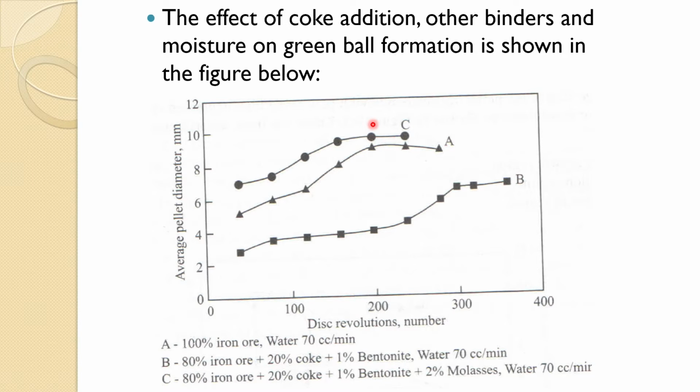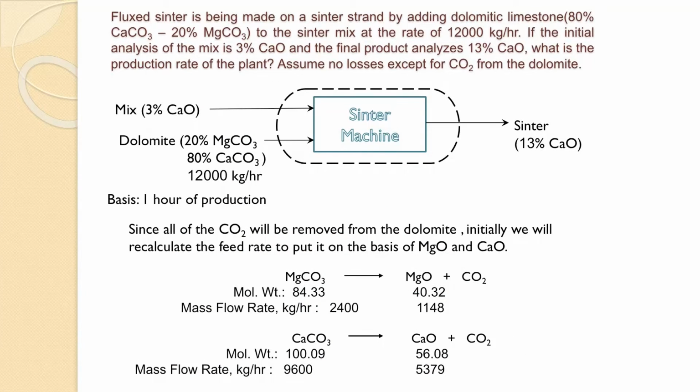But without molasses and with 1% bentonite, that gives a quite low average pellet diameter, and there are various other different parameters which affect this. Now, we will go to one example for sinter making.